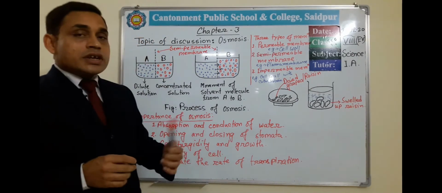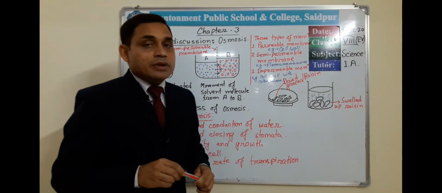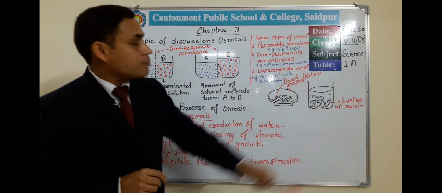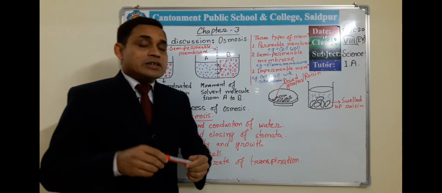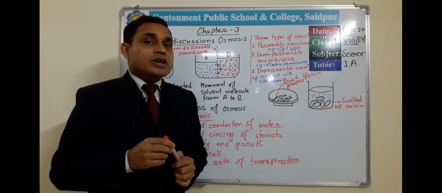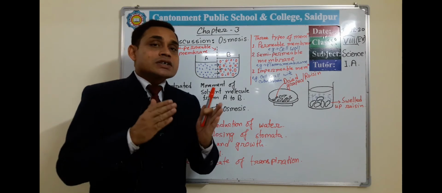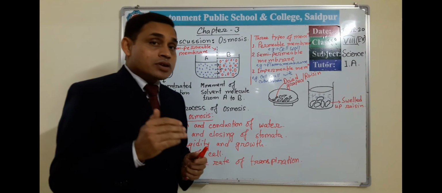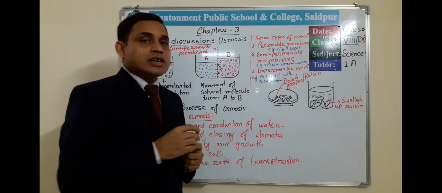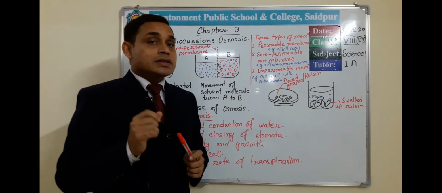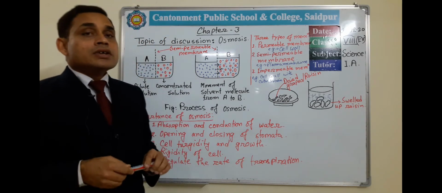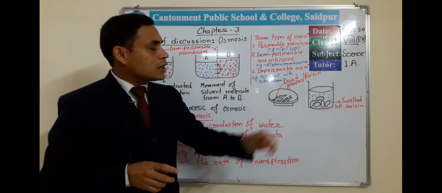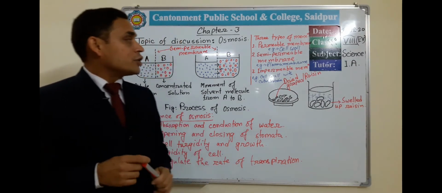So what is the example of semi-permeable membrane? The example is plasma membrane. What is plasma membrane? As you know, it is the membrane which covers the cell in case of animal cell, and the membrane which remains just below the cell wall in case of plant cell. This plasma membrane is semi-permeable membrane, and it only allows the solvent molecule to pass.